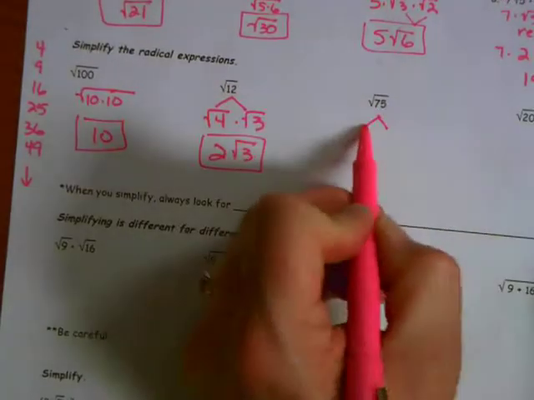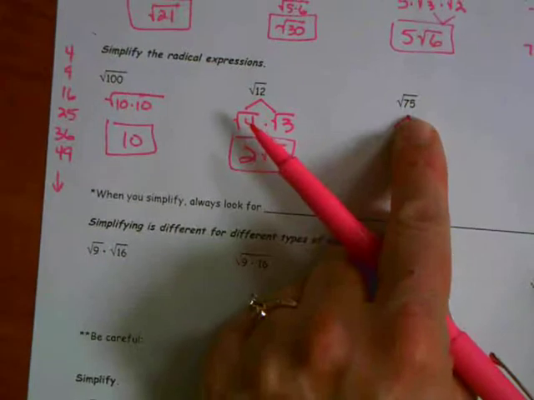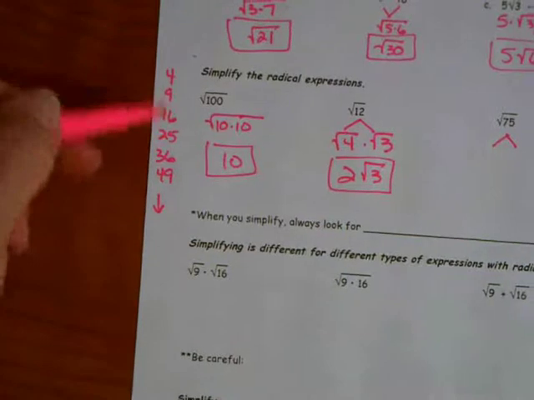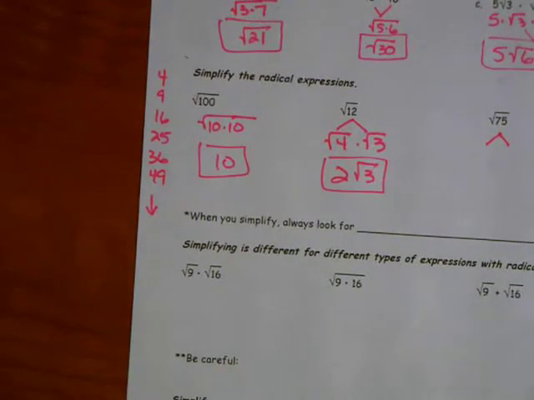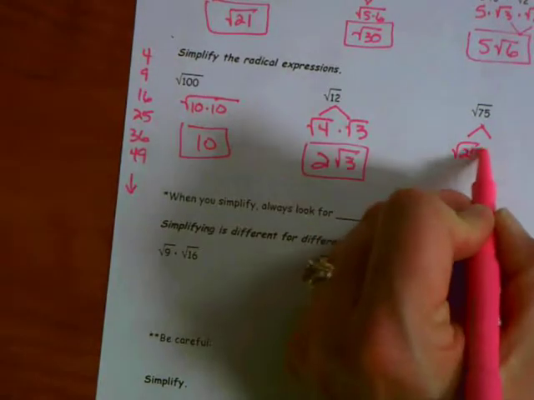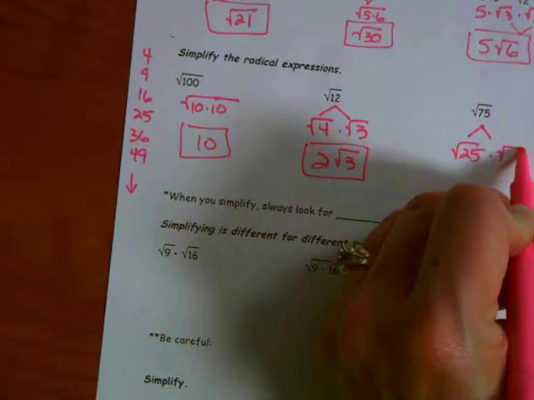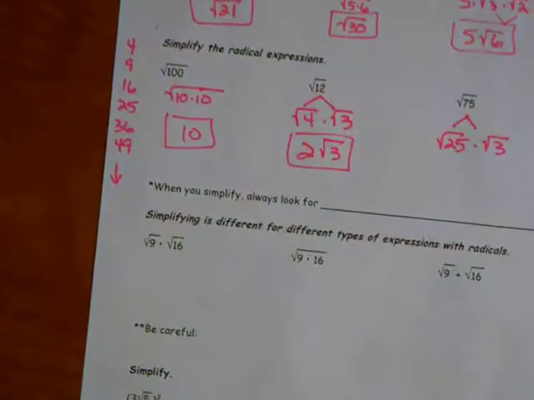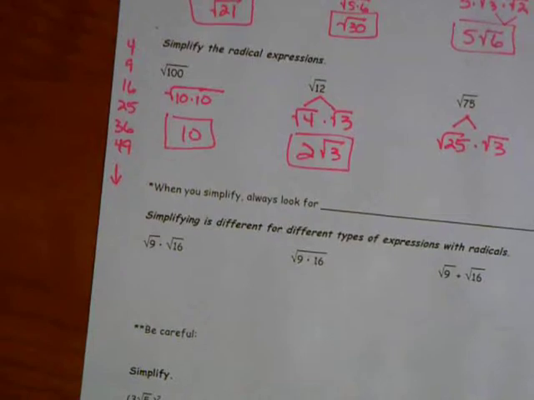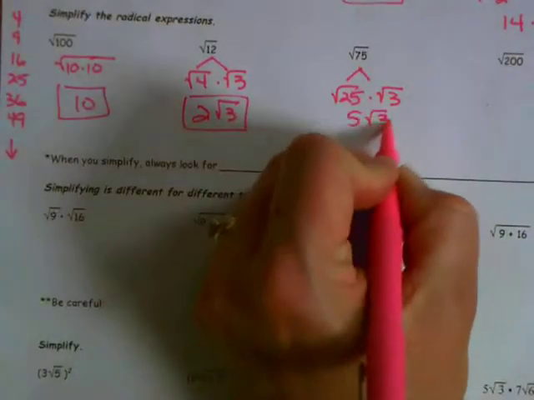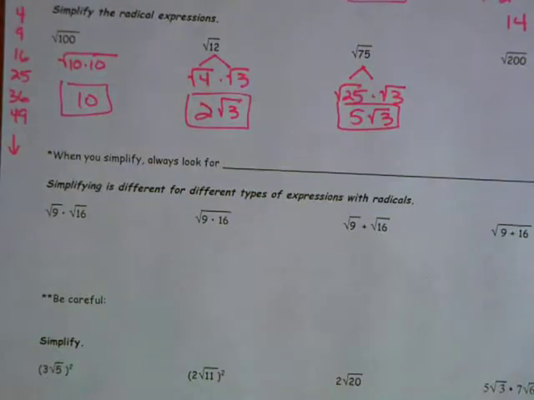Okay, 75. If I take the square root of that, it's a decimal? Can't do that. Are there any factors of 75 that are perfect squares? 25, right? That's the biggest one, 25. So I'm going to write it as the square root of 25 times the square root of what? 25 times 3 is 75. So that's the same value. Now I can take the square root of 25 because it's not a decimal. It's just plain old 5 times the square root of 3, and that's as far as I can go.